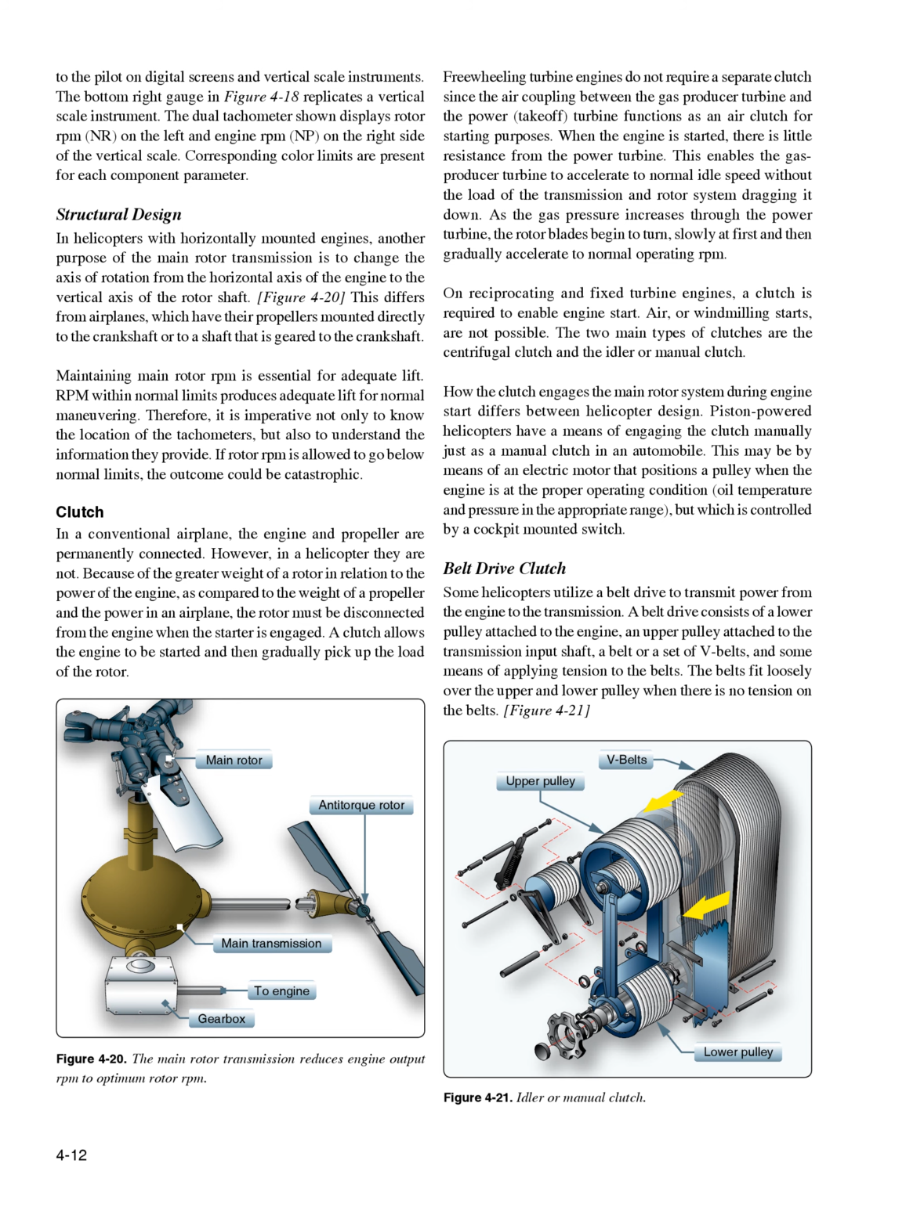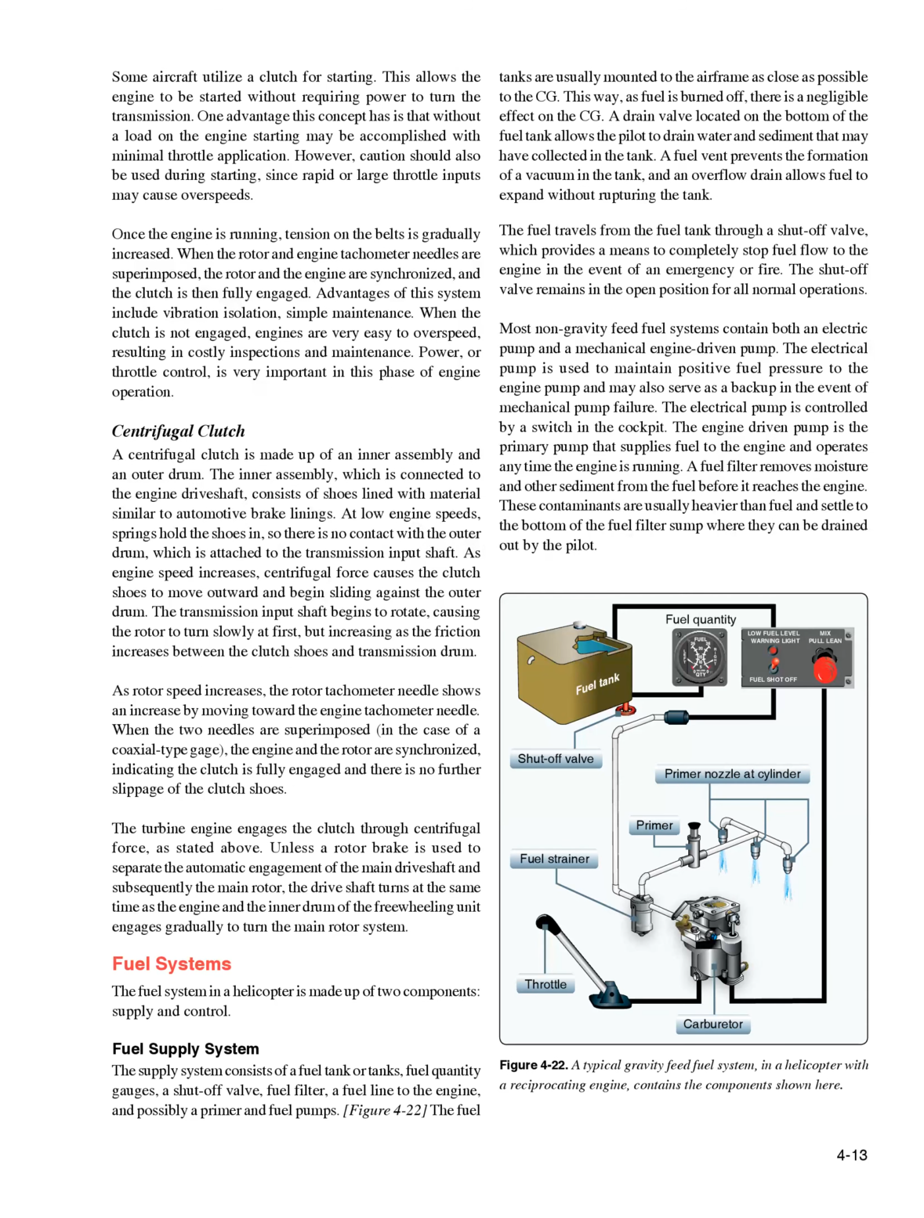Belt drive clutch. Some helicopters utilize a belt drive to transmit power from the engine to the transmission. A belt drive consists of a lower pulley attached to the engine, an upper pulley attached to the transmission input shaft, a belt or a set of V-belts, and some means of applying tension to the belts. The belts fit loosely over the upper and lower pulley when there is no tension on the belts. Figure 4-21. Some aircraft utilize a clutch for starting.